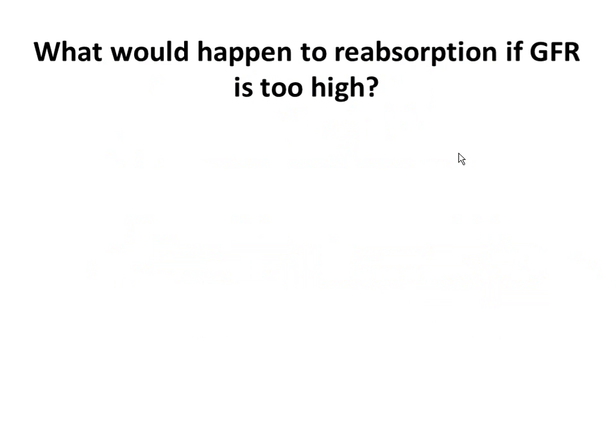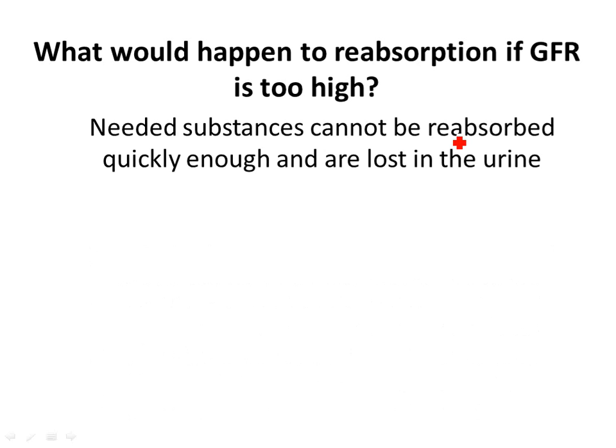And so you don't want to filter too much. If the filtration rate is too high, you're going to be making lots of filtrate and lots of urine. But the problem with that is that you don't give the cuboidal cells in the tubule enough time to reabsorb. So we're going to lose a lot of nutrients in the urine, and we don't want that.